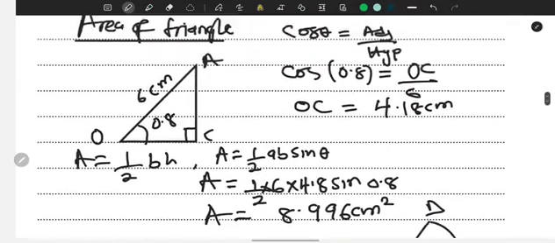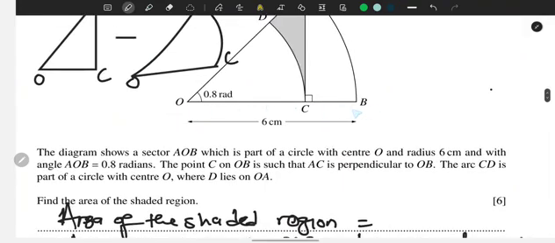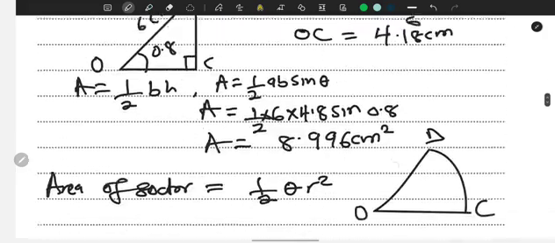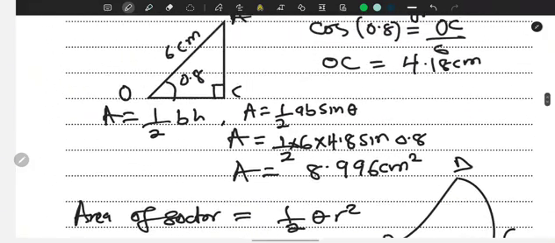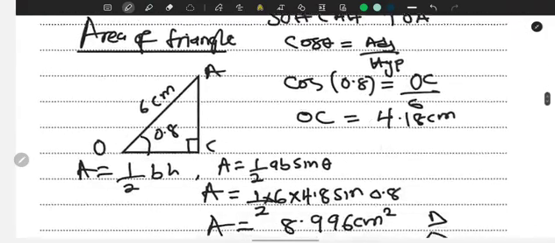Okay, and when you look at this place, the length OB is 6 centimeters. Remember, we've gotten OC to be 4 point something. So let me check here. We obtained that to be 4.18, so that will be the radius we are going to use here. Okay, so that would be 4.18.